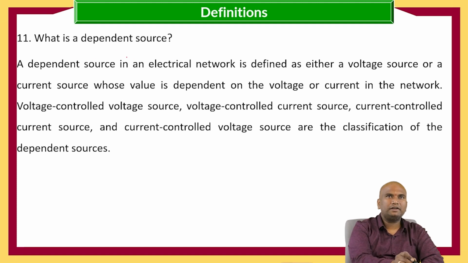Next, what is a dependent source? A dependent source in an electrical network is defined as either a voltage source or a current source whose value is dependent on the voltage or current in the network.